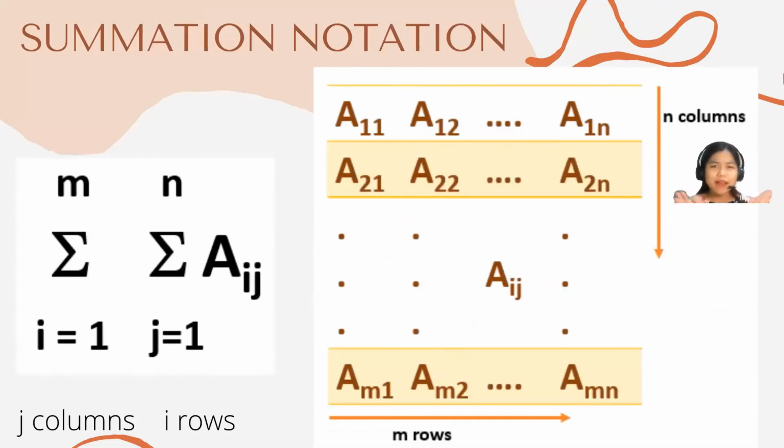So, para naman mas ma-visualize natin kung paano ba ginagawa sa two-way table yung ating double summation na nakikita, tignan po natin itong example na ito. Hindi po ako gumamit ng R columns. N columns po yung ginamit ko. Hindi din po ako gumamit ng P rows. M rows po yung ginamit ko.